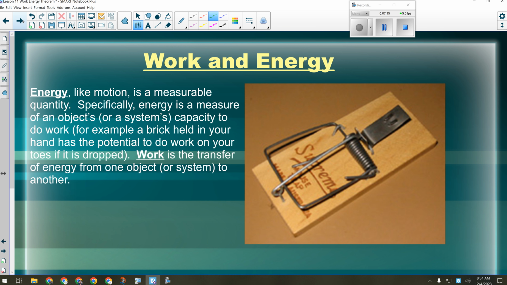Yeah, it's going to change the shape of the mouse. That counts as work. If your finger was in there, it would change the shape of your finger. That's work. Any change in shape is still a force exerted through a distance. So yeah, it would be converted into other forms of energy.